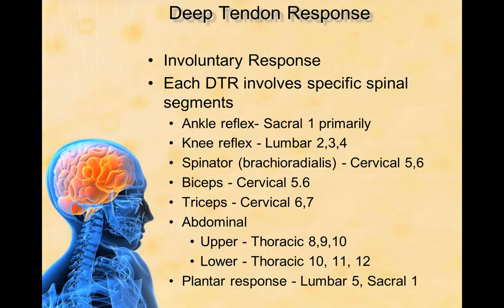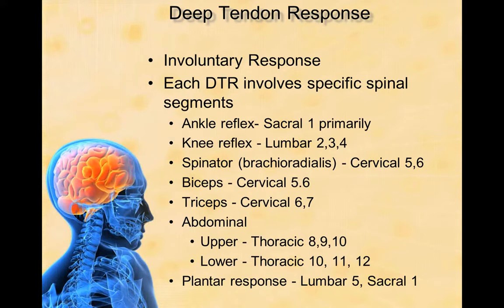The ankle reflex is basically the sacral area, sacral 1. The knee reflex is lumbar 2, 3, and 4. The brachioradialis is cervical 5 and 6. Biceps, cervical 5 and 6. Triceps, cervical 6 and 7.